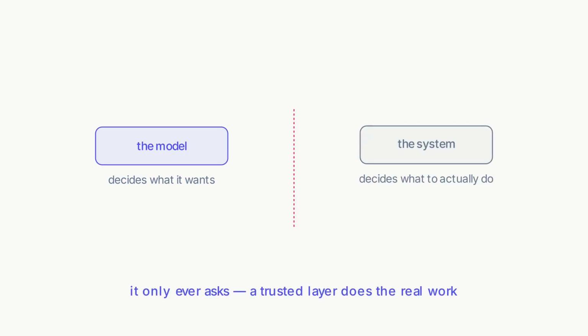And this split is the entire trick. The model decides what it wants. The system decides whether and how to actually do it. The model never touches your database, your inbox, or your bank account directly. It only ever asks. A trusted layer in the middle does the real work and can check, log, or block any request before it runs. That separation between asking and doing is what makes the whole thing safe enough to trust.